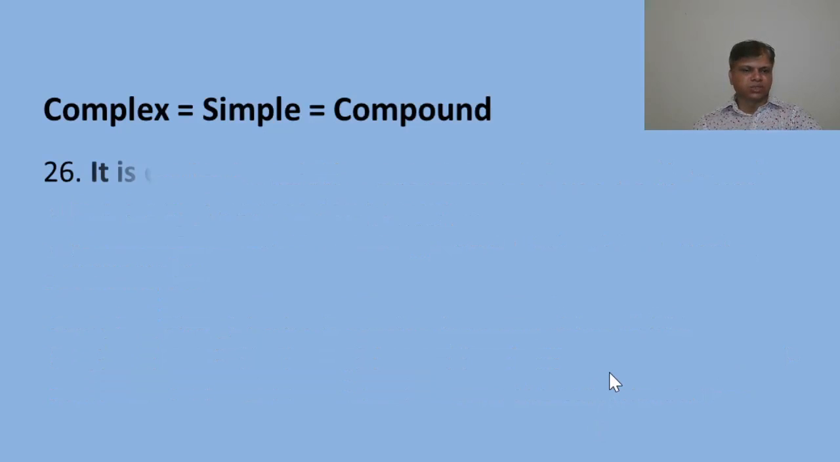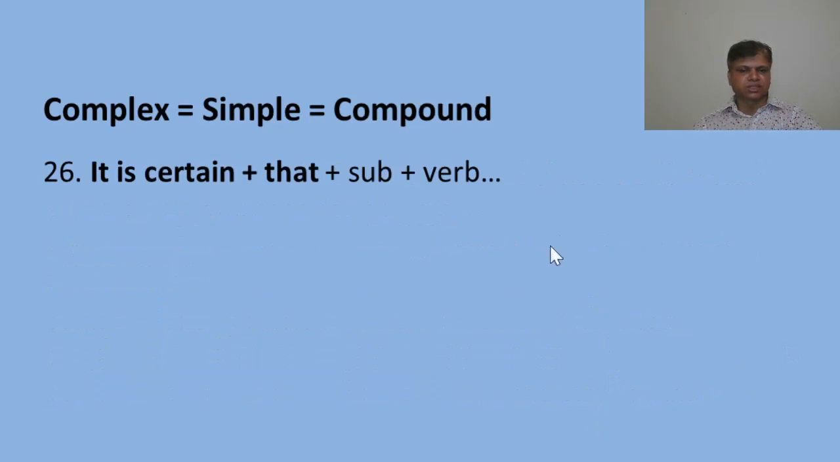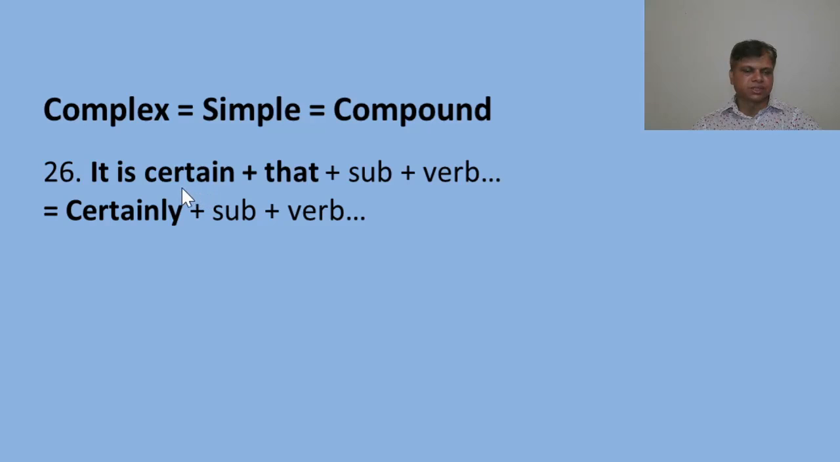Now look at the 26th rule. It is certain that, subject, verb, rest of the sentence. The sentence is a complex sentence because it contains a that clause. So if you want to make it a simple sentence, just follow the structure. We have to use the adverb form of the adjective. Here "certain" is an adjective, so we have to use the adverb form of the adjective.